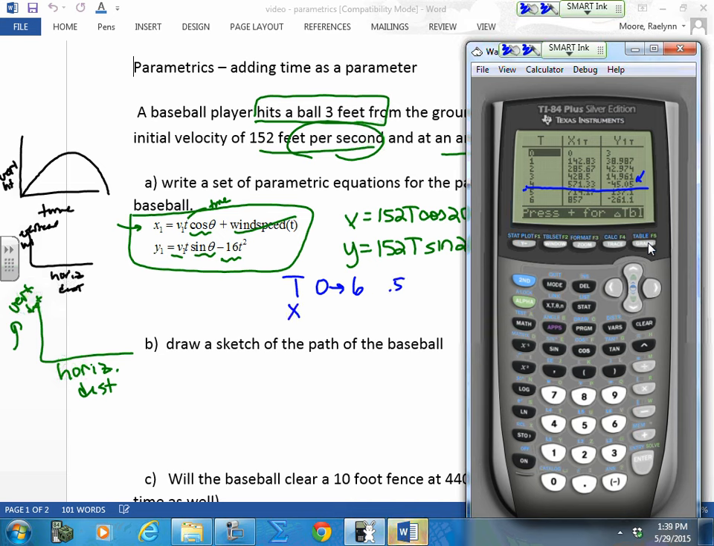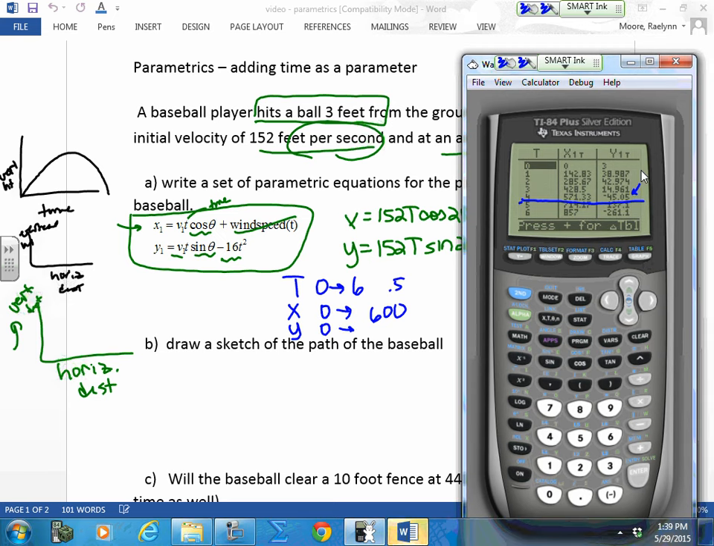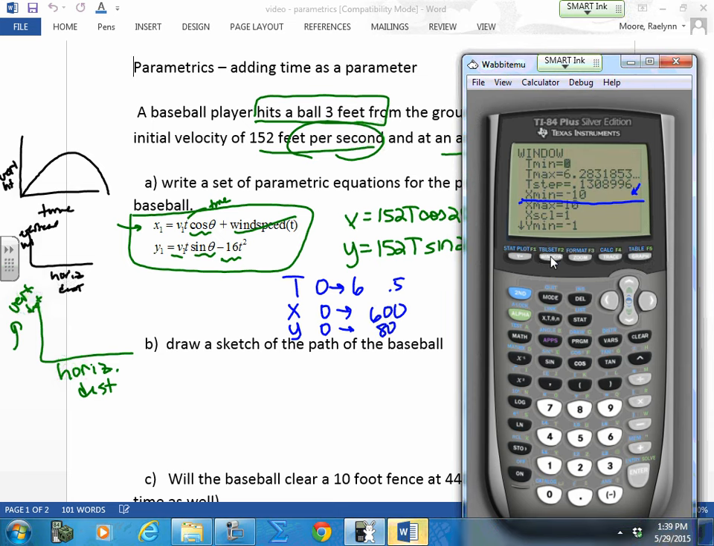X is also at 0, there's no negative distance, and maybe our x goes to 600. And y is going to go from 0 to its max, probably about 80, somewhere in there. You're just setting up a window. So we're going to change your window. Make your mins be 0.